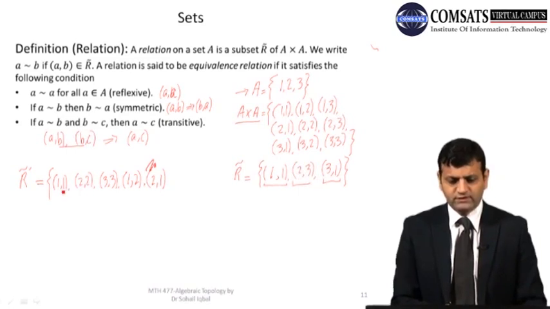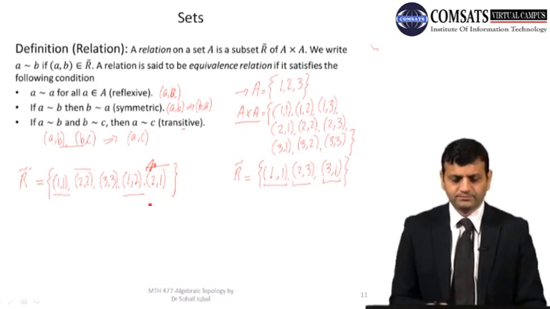So all the compositions, we can see, are also in this set. For example, the composition of (1, 1) and (1, 2) is basically (1, 2), which is also in this set. Similarly, the composition of (2, 1) and (2, 2) is also in this set, namely (2, 1). Similarly, other compositions also belong to the set. So this R tilde prime satisfies all these three properties of an equivalence relation. So this relation, which is a subset of A cross A, is an equivalence relation.